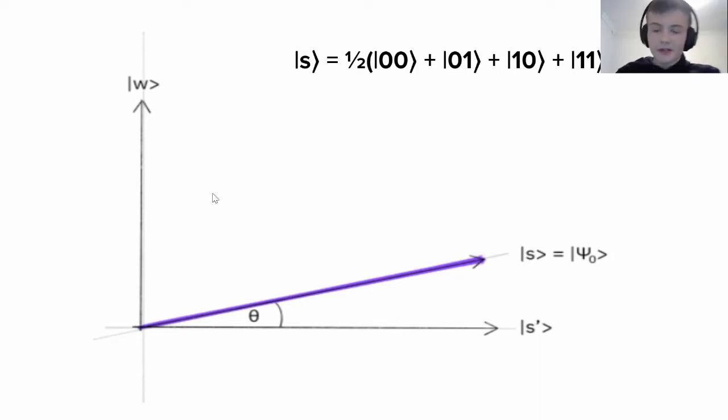This can be interpreted geometrically by the state W being modeled on the y-axis on the left, which is the state that we're looking for, and our state S being modeled in the purple. And we'll say that we have a state S called psi0 that we'll use for the purposes of our geometric interpretation. And this S prime is not that hard to calculate.